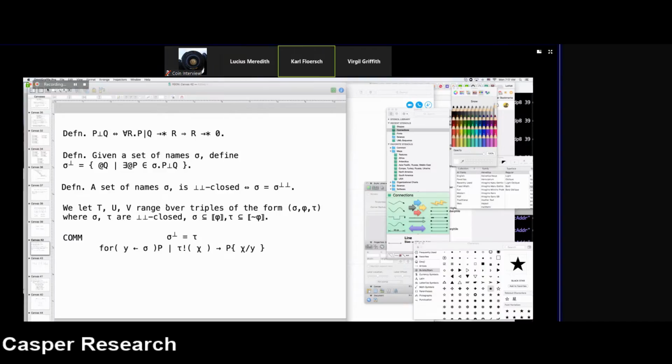In the chat, Virgil asked what the period after for all R is. Oh, that's math notation for such that. Cool. Yeah, it's the scoping operator for the quantifiers.